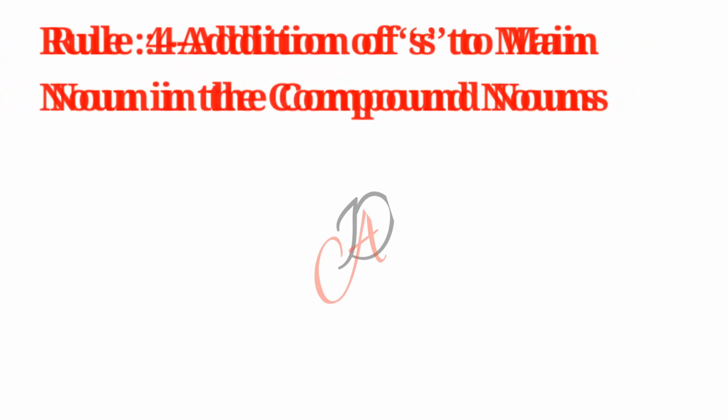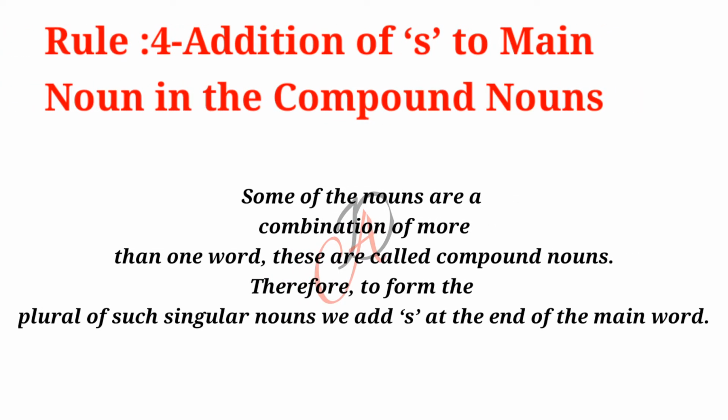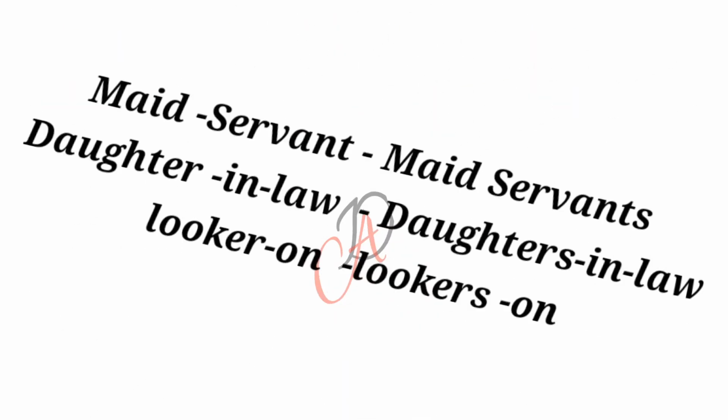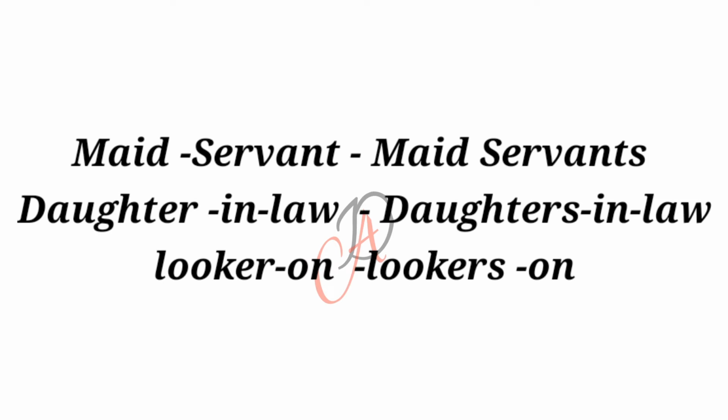Rule number 4: addition of s to main noun in the compound nouns. Some of the nouns are a combination of more than one word. These are called compound nouns. Therefore, to form the plural of such singular nouns, we add s at the end of the main word. But this rule is not applicable for all compound nouns. Some singular nouns in compound nouns follow their respective rules to change them to plural. For example, maid servant, maid servants, daughter in law, daughters in law, looker on, lookers on.